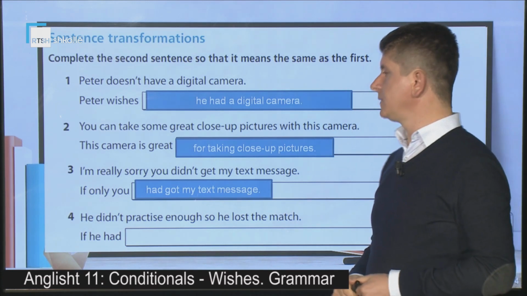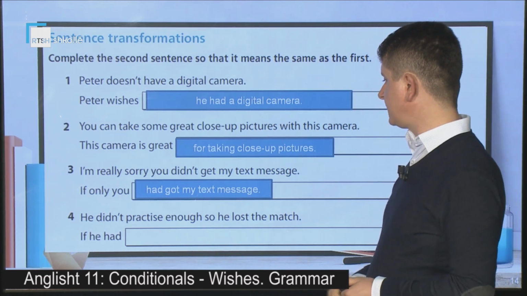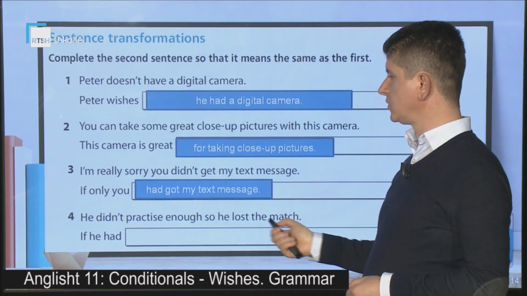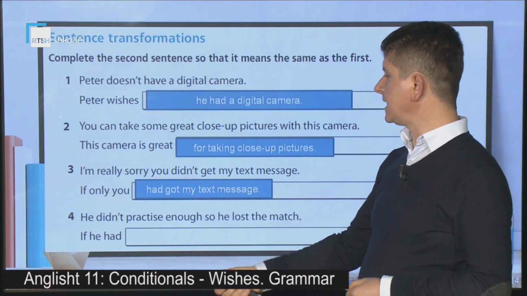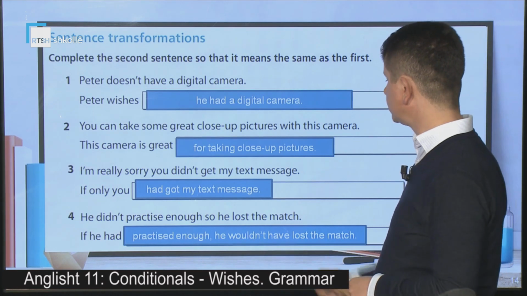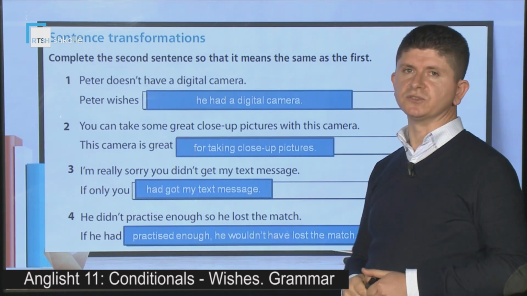And the last example: "He didn't practice enough, so he lost the match." Here we have a conditional sentence. "If he had practiced enough, he wouldn't have lost the match," which is a third conditional type.